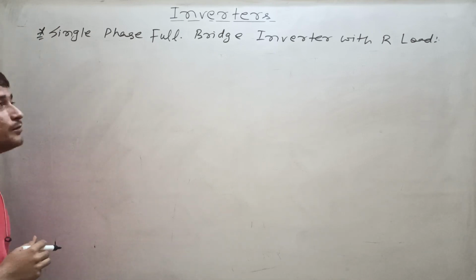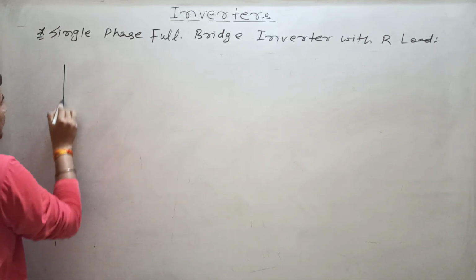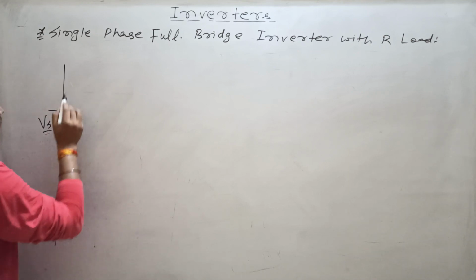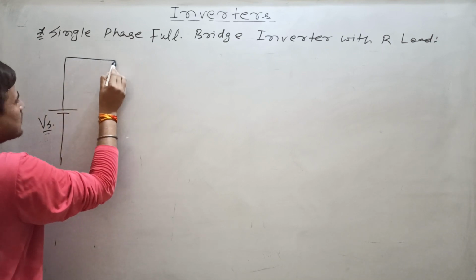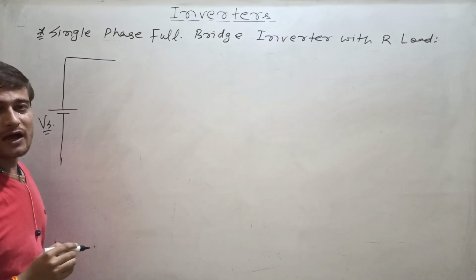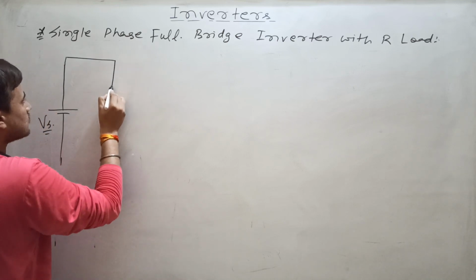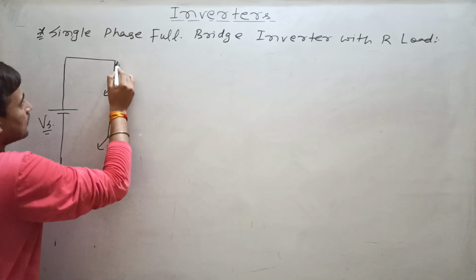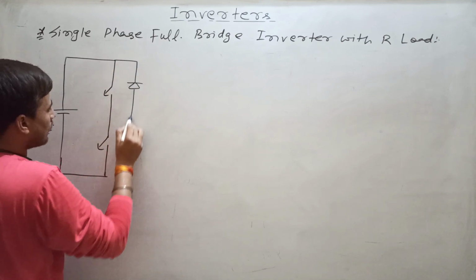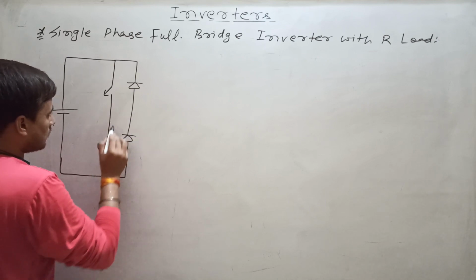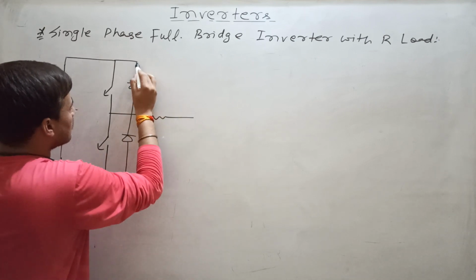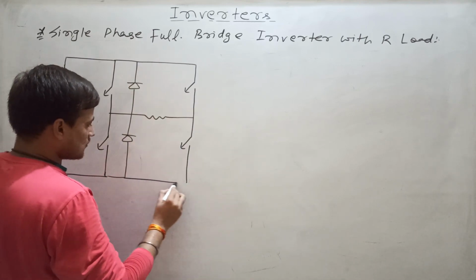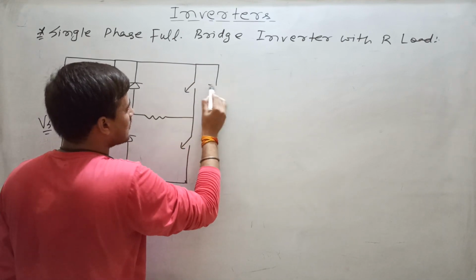So next, the single phase full bridge inverter. For the single phase full bridge inverter, you will have the supply Vs. Now what will you see? Here you will have to use 4 switches and 4 diodes. Switches are connected like this. Clear?